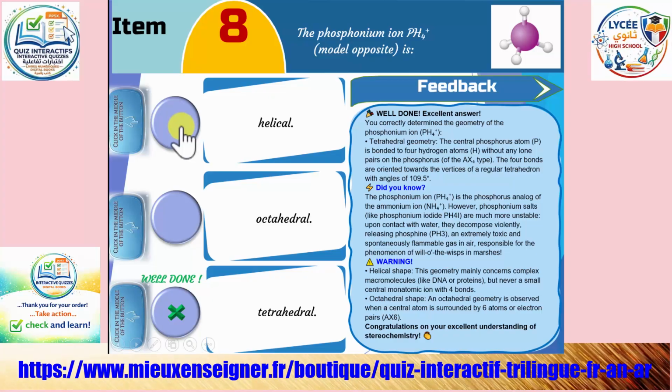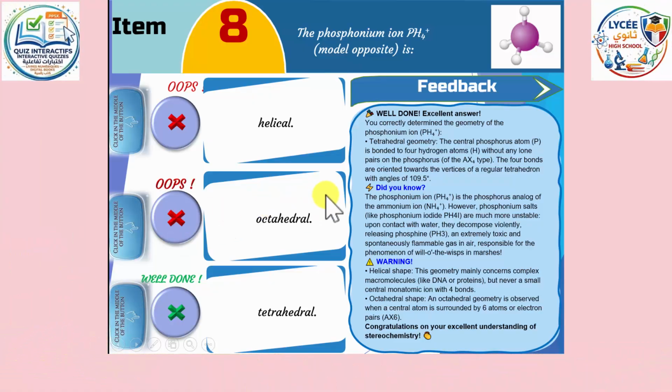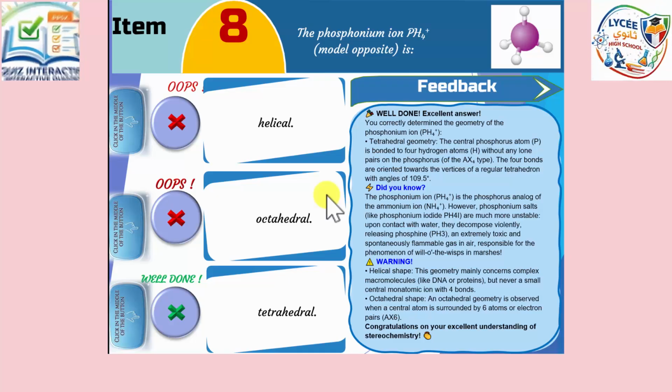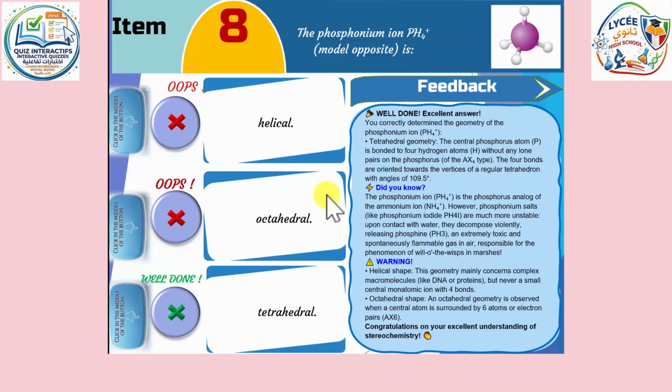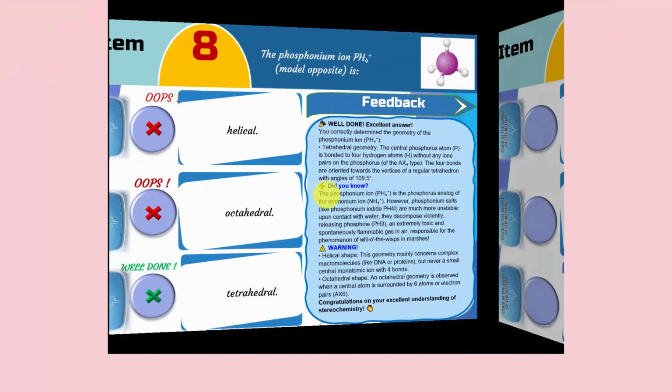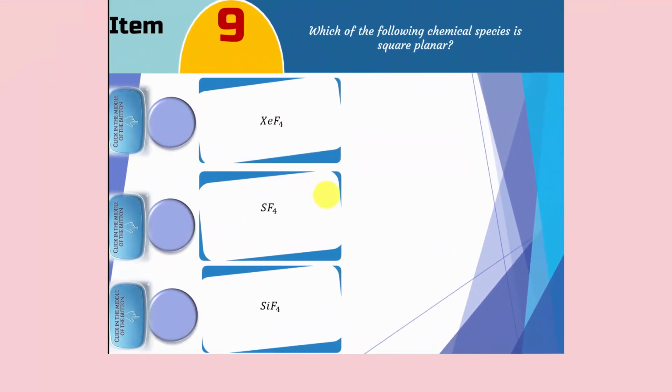That corresponds to an AX4 arrangement, where the bonds point toward the 4 corners of a tetrahedron, creating angles of about 109.5 degrees. Helical geometry is associated mainly with larger molecules, such as DNA or proteins, while octahedral geometry requires 6 surrounding atoms or electron pairs. So PH4+ is not helical or octahedral, it is tetrahedral.